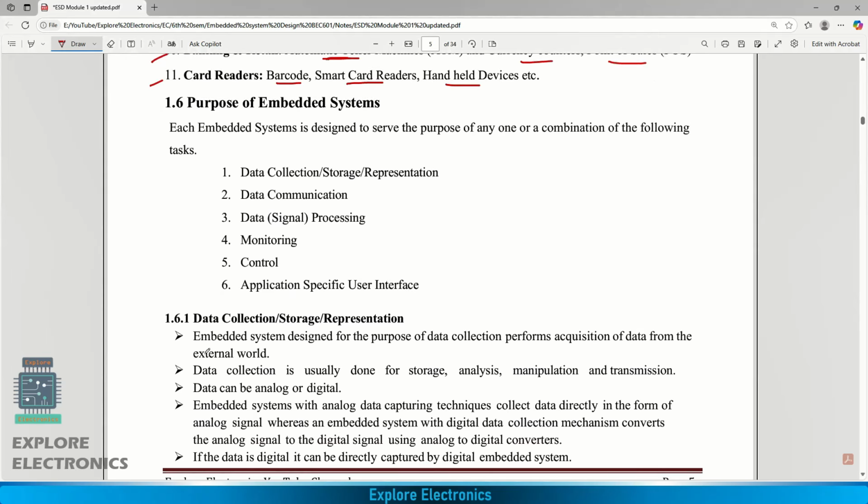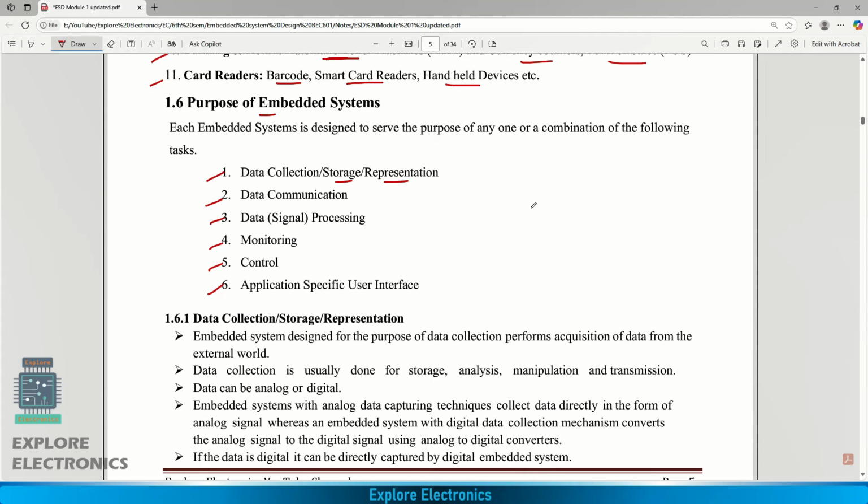Then we need to understand what the purpose of an embedded system is. What is the main purpose here? We will be collecting the data, storing the data, and representing the data. That is the main purpose of an embedded system. And we do some data communication there. We may do some data signal processing as well, monitoring the data and controlling the data, and we do some application specific user interface out of that. So this is the main purpose of any embedded system.